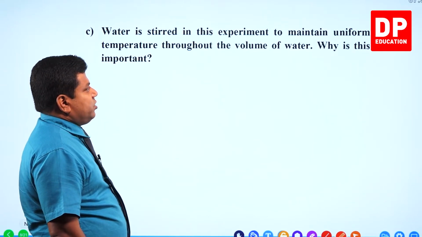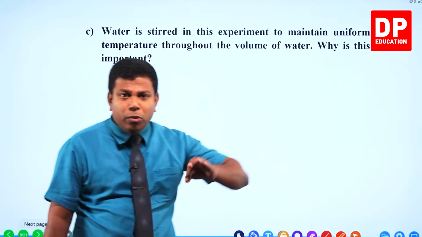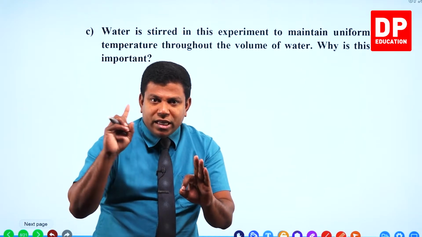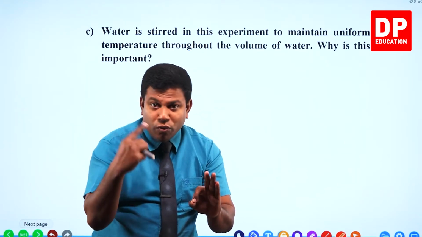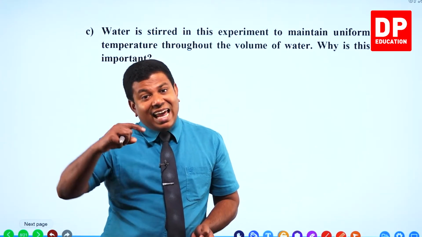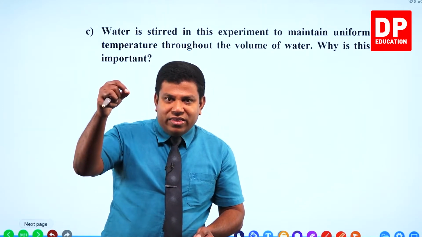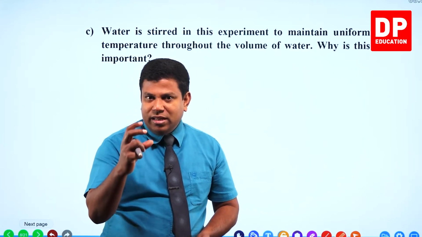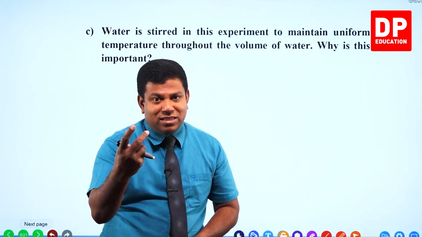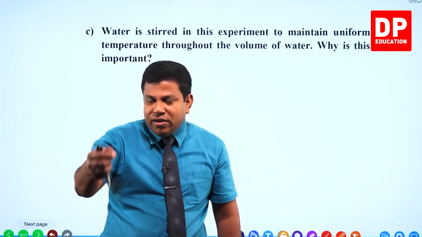Water is stirred in this experiment to maintain uniform temperature throughout the volume of water. Why is this important? Why do we keep on stirring water? Now see, what is going to be the dew point? The temperature on the outer surface. When dew forms, the temperature I actually have to measure is the calorimeter's temperature. But you can't keep the thermometer on the calorimeter surface because the thermometer's bulb has to be completely covered by the substance. So you can't just go and keep it on a surface. Right. So how do we measure the surface temperature?